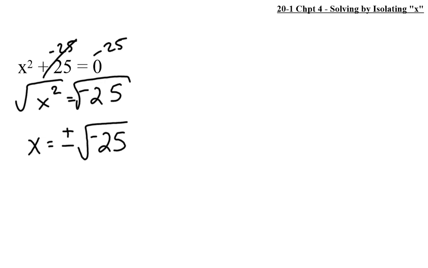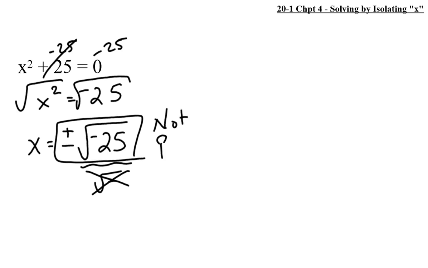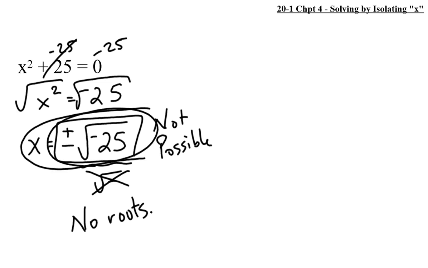Hopefully at this point your spider senses are tingling because you can't square root a negative. It's not allowed. So this here, technically, is not possible. And if you run into math that's not possible, well, in this case, there are no roots. Because you get to math that can't be done, that's saying no roots are possible.